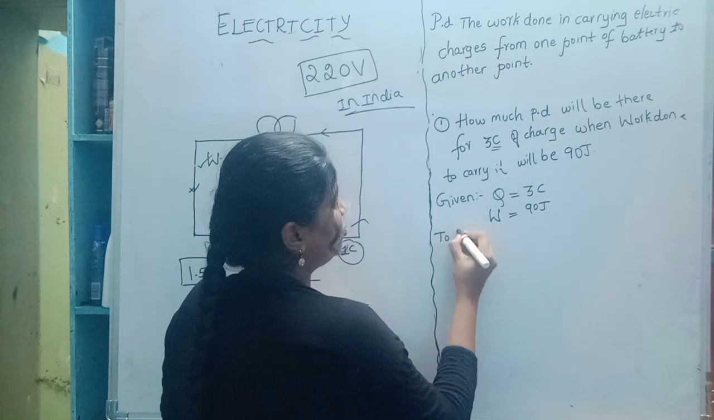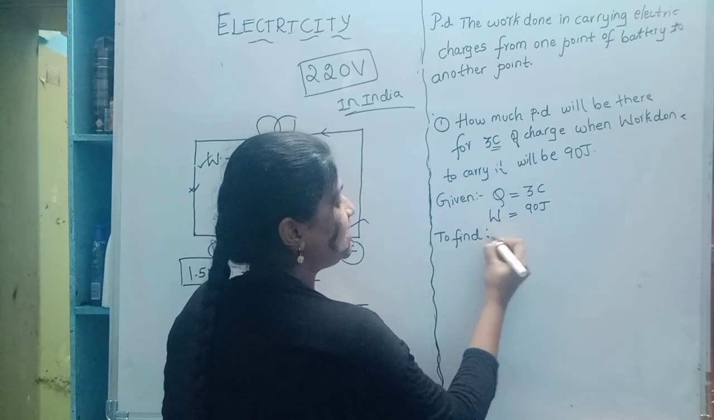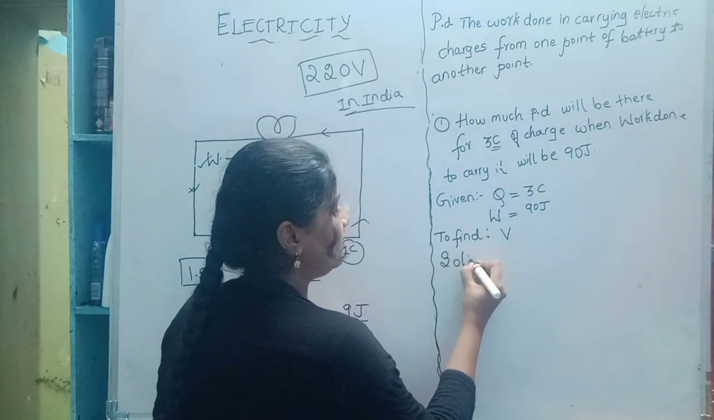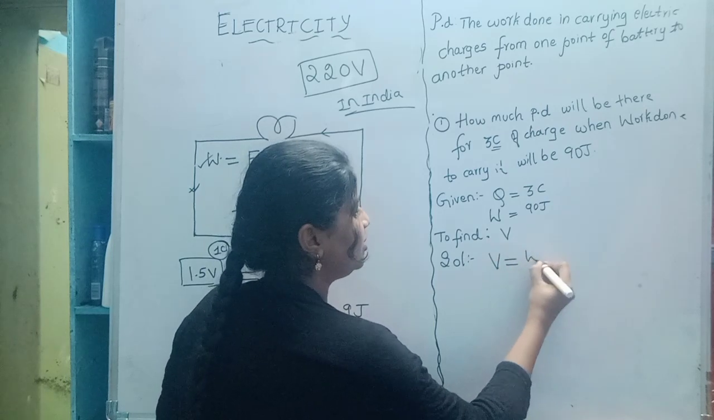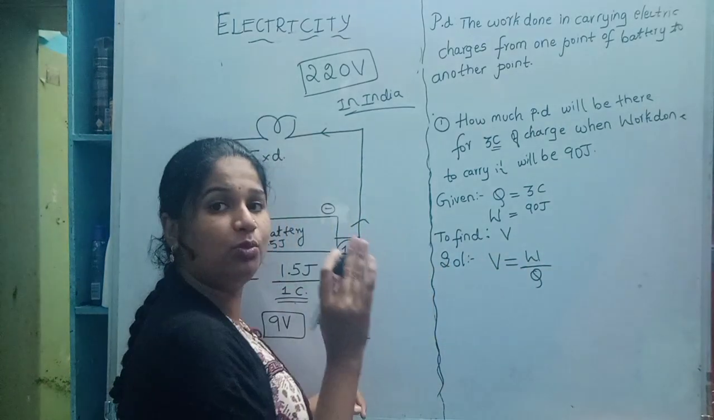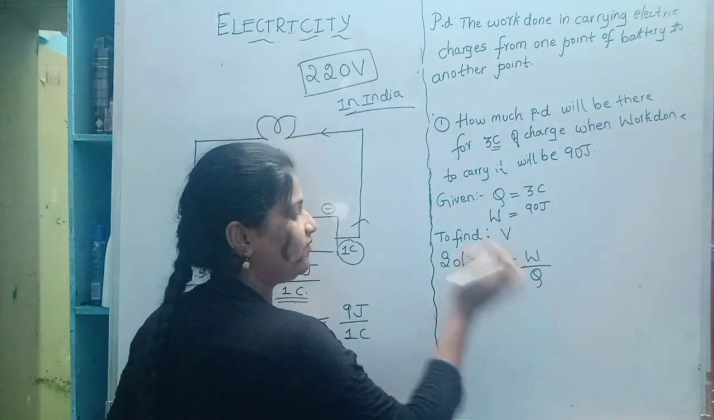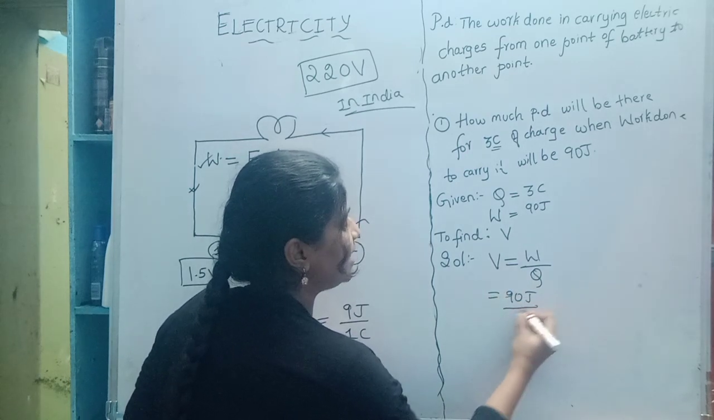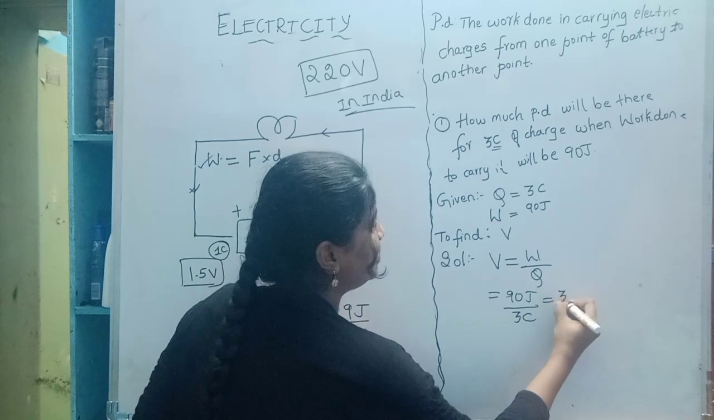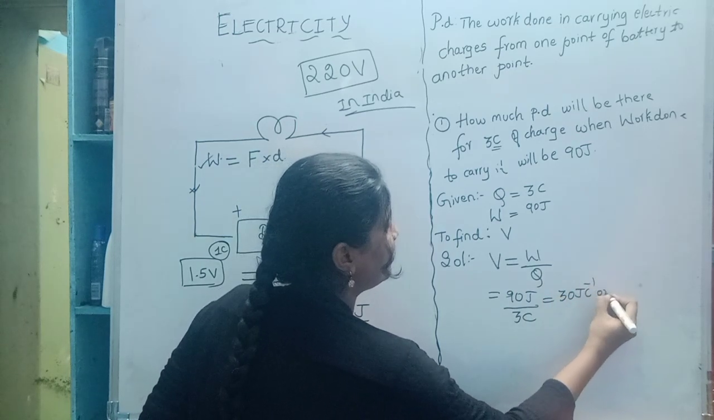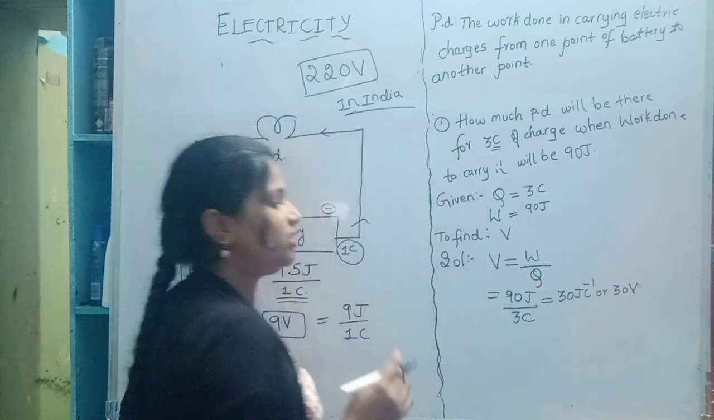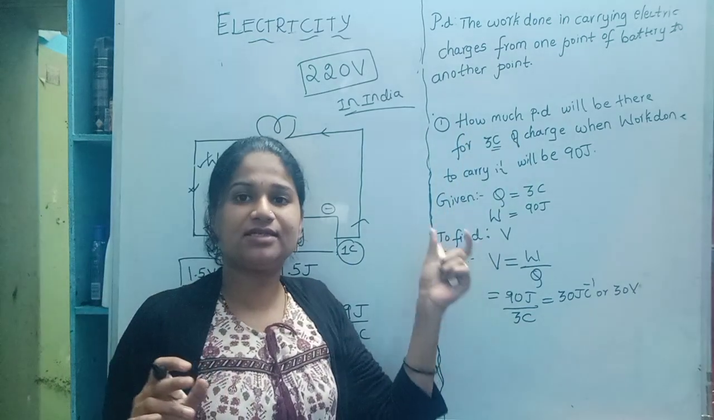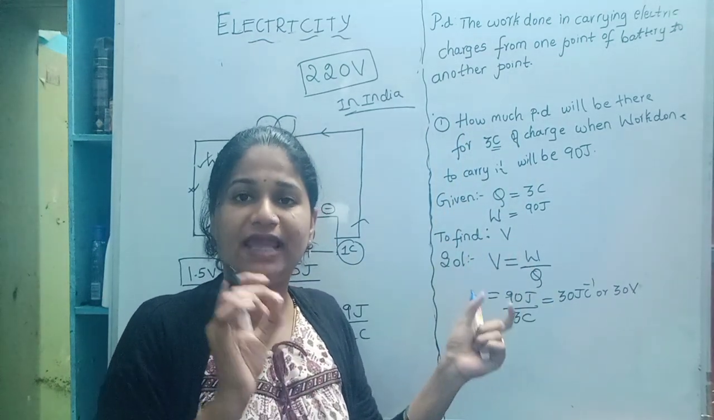Then what we have to find? The second step: potential difference, represented by capital letter V. Then the solution. The first thing you have to write is the formula, because marks are allotted for the formulas also. V equals work done divided by charge. Work done is 90 joules, and the charge is 3 coulomb. So we will get 30 joule per coulomb, or we can write 30 volt. So the potential difference will be 30 volt for this 3 coulomb of charge which is carried when the work done is 90 joules.